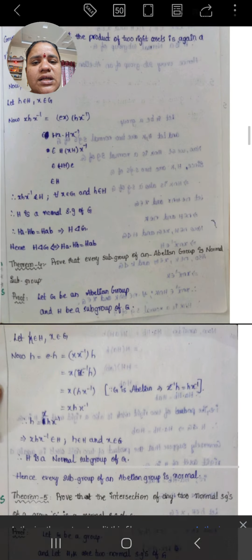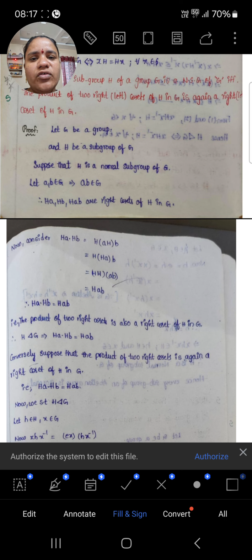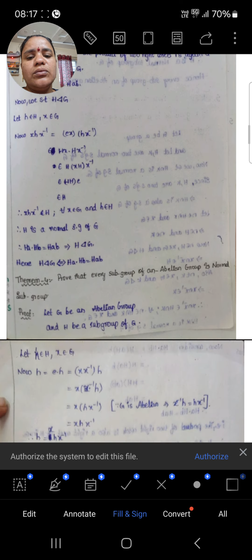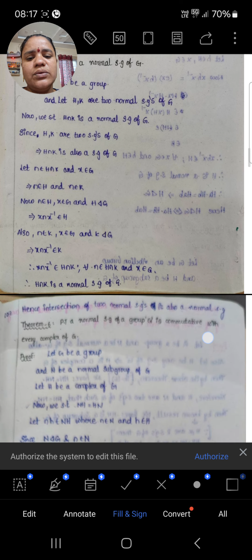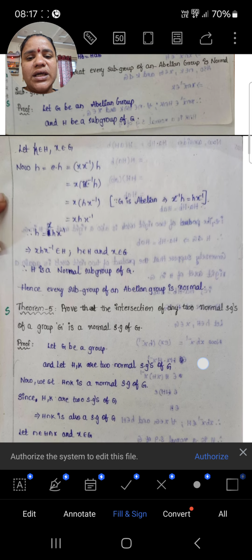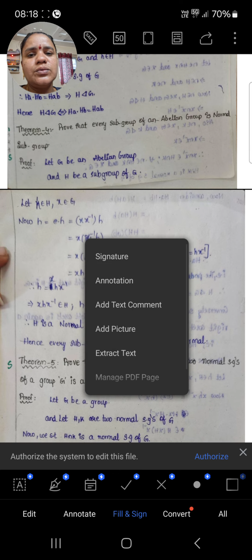So these are the theorems on normal subgroups of a group G. Tomorrow we will discuss other theorems: the intersection and union of normal subgroups is again a normal subgroup of group G.